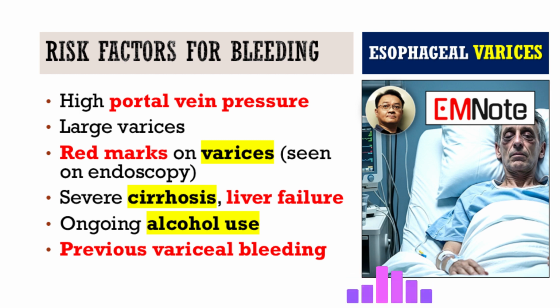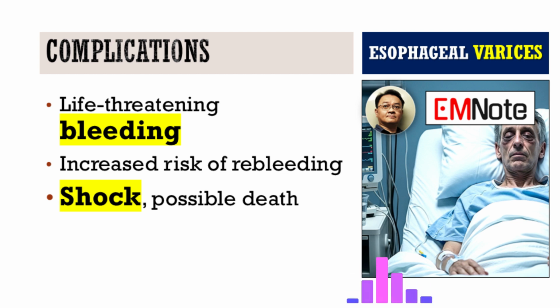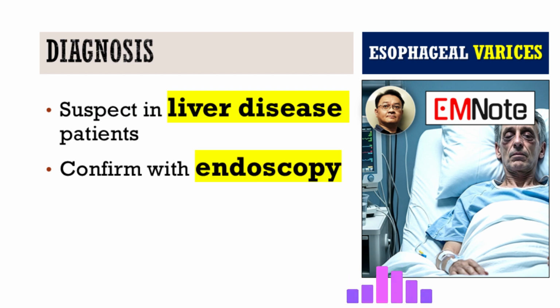Which leads to the really serious complications. What are the immediate dangers and how do we nail down the diagnosis? The number one danger is life-threatening hemorrhage, massive bleeding. That can lead to shock, requires urgent intervention, and as we said, carries a real risk of death. Rebleeding is also very common. And confirming it? Diagnosis is usually suspected in anyone with known liver disease, especially cirrhosis. Confirmation comes from an upper endoscopy. That lets us directly see the varices, assess their size, and look for those high-risk signs. So endoscopy is key for diagnosis and risk assessment.